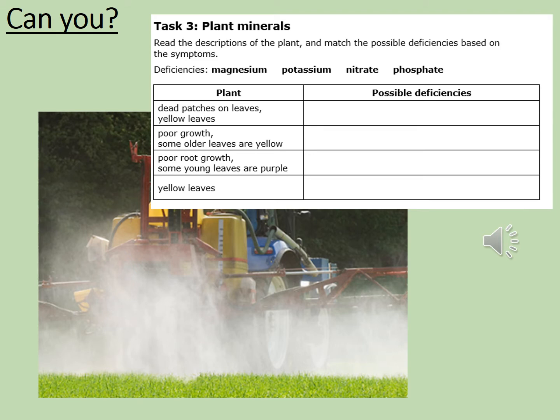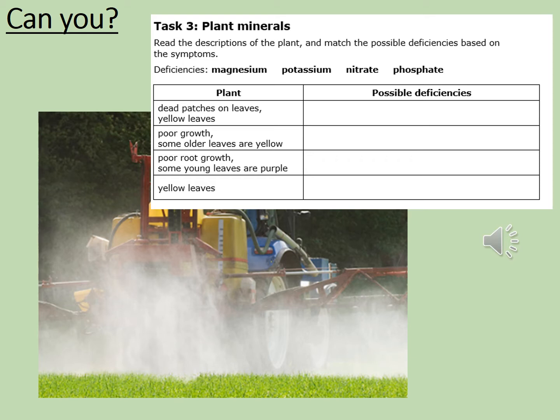So thinking about the minerals that are required, have a look at this. If I have a deficiency, it means that something is not working right. Something is not getting to the plant. So see if you can identify here what is not getting to the plant. Is it the magnesium, the potassium, the nitrate or the phosphate?